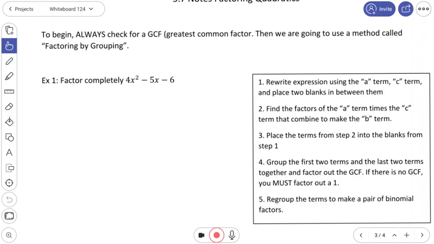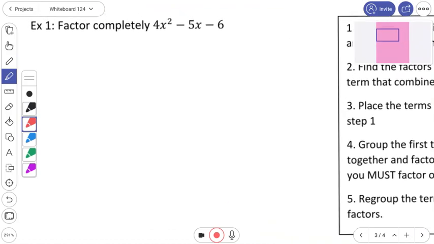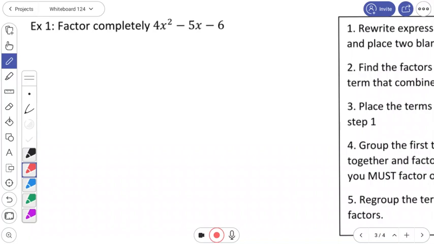So if you look at example 1, I'm going to highlight this. Always look for your GCF. Always. Example 1 says to factor completely 4x squared minus 5x minus 6. And I look at that and I do not have a value, either a number or a variable, that I can factor out of all of those terms.